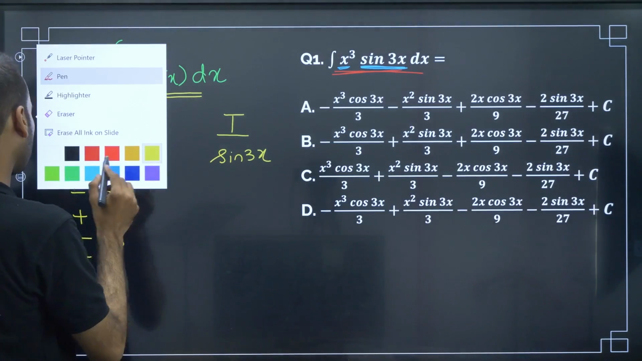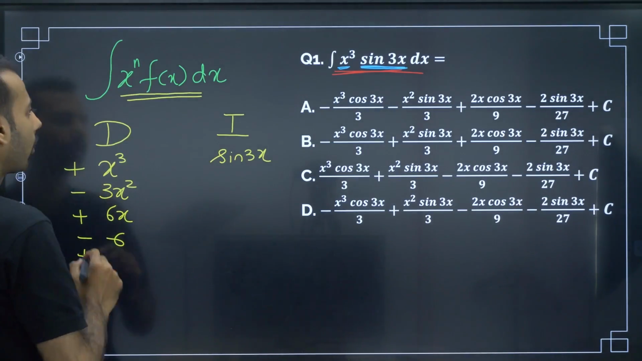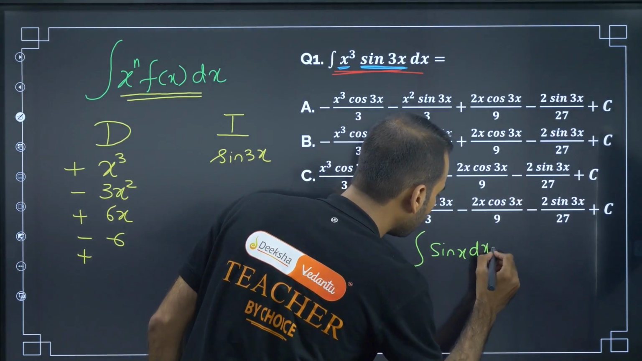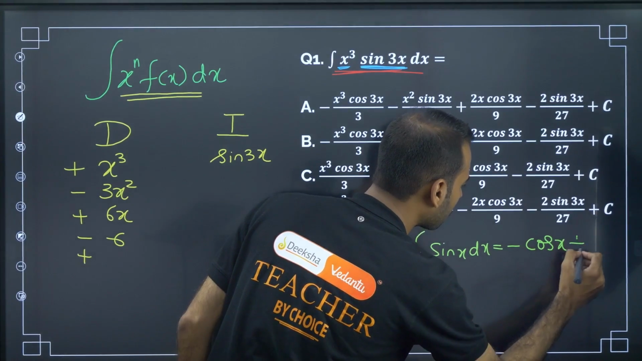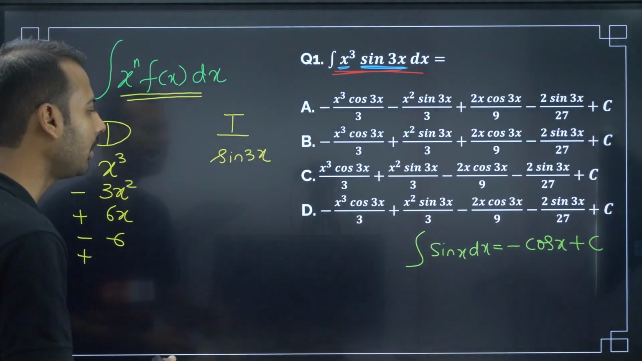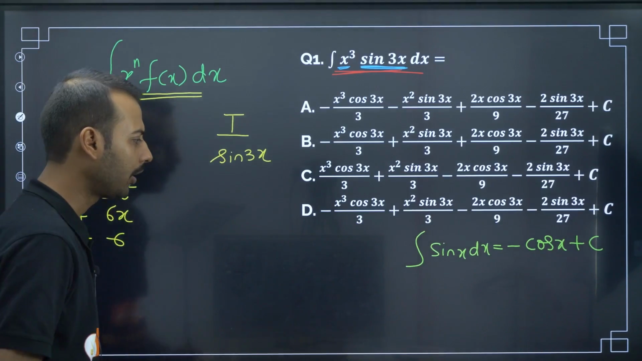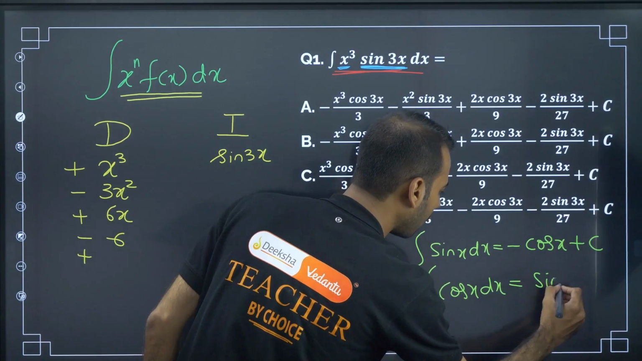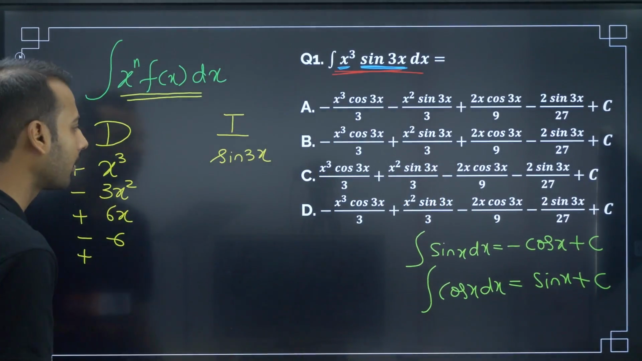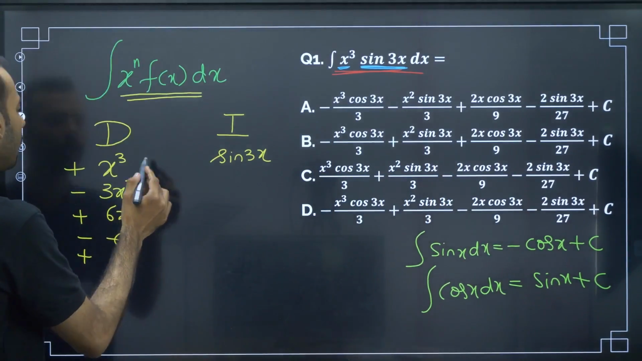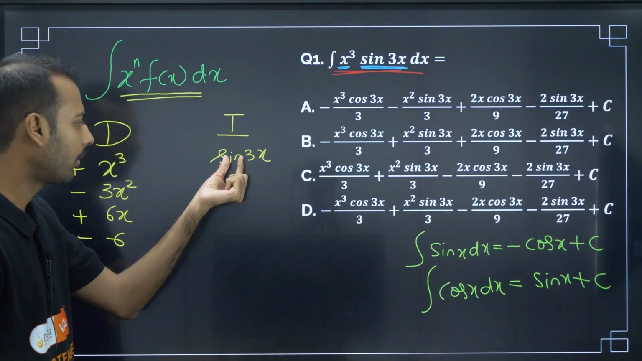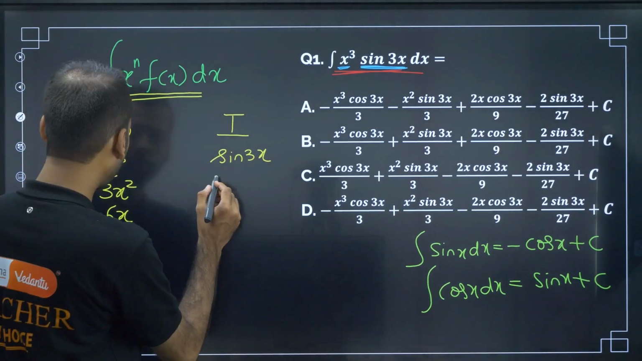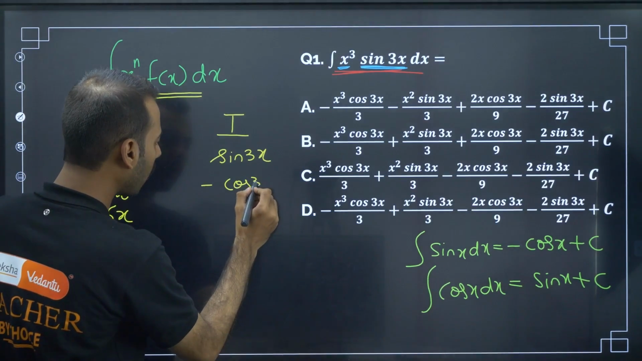Also, you should know the standard integral points. What are those? Integration of sine x dx is negative cos x, and integration of cos x dx is sine x plus c. So here we are having integration, first I have written. Now if you go for integration of this, sine integration is negative cos, so I will write negative cos 3x.